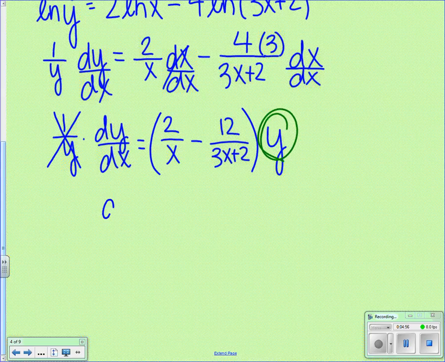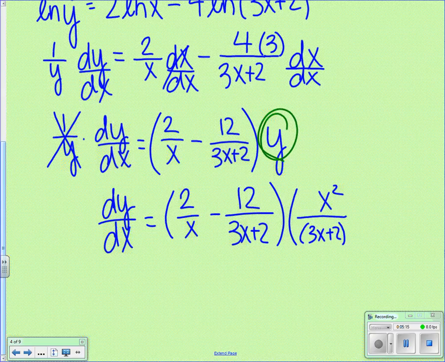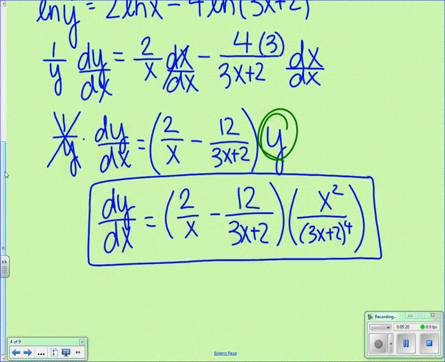So we know what y is because it gave it to us in the problem. So our derivative, dy over dx, is going to be 2 over x minus 12 over 3x plus 2, and then times our y, which is x squared over (3x plus 2) to the fourth. And so all of this here is going to be your answer. So it kind of looks funny. It wouldn't look exactly like what you would have gotten for your answer if you had used the quotient rule. But it's just another way to take the derivative of a function.